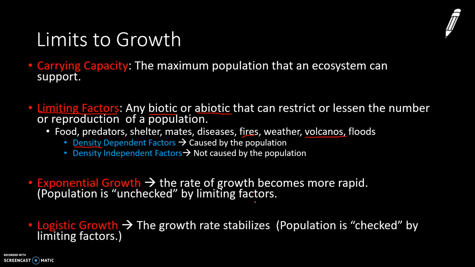And next we have logistic growth. In logistic growth, the growth rate stabilizes. It shows that the population is checked by a limiting factor. There is something that's preventing the population from growing out of control, okay? Go ahead and take note of this slide, please.